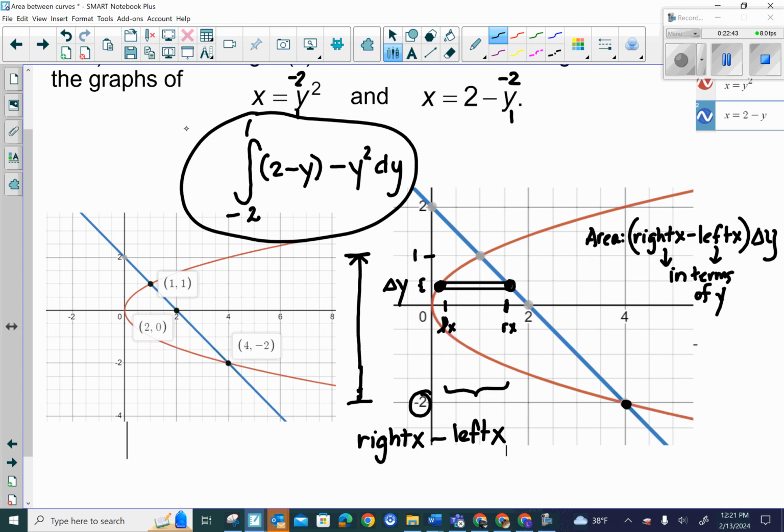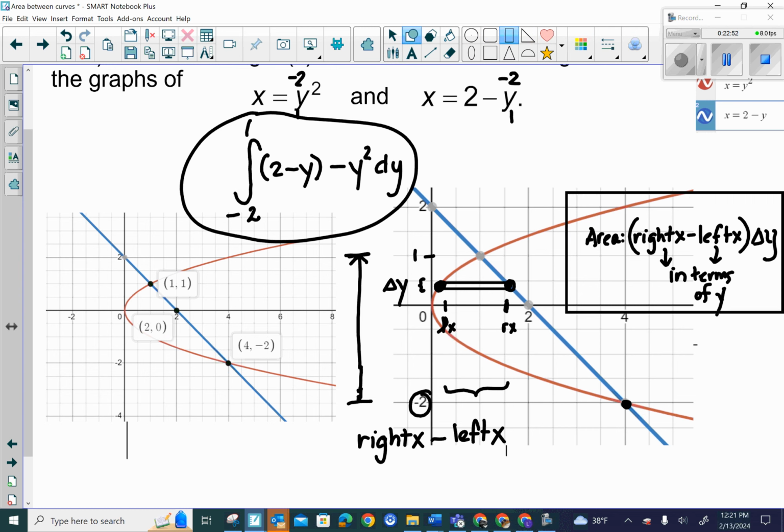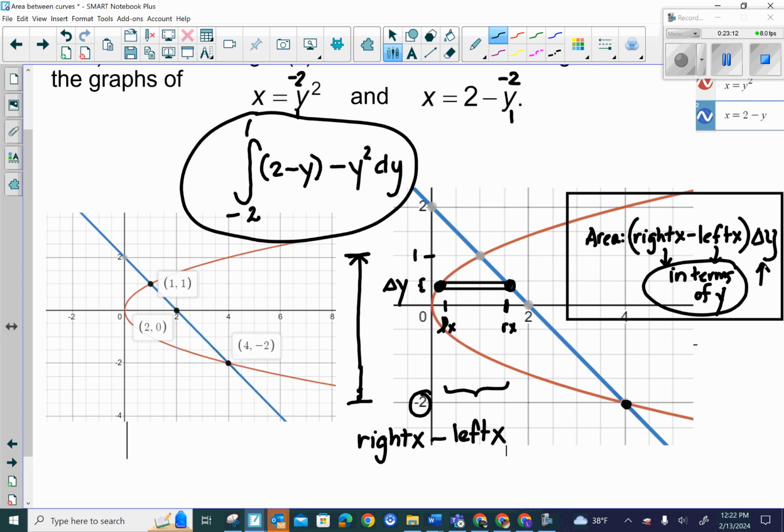And that is now the integral that I would evaluate to find this. It's a little easier if you can go sideways. The thing to know and to remember is you always take the right x minus the left x to find horizontal distance. That'll be helpful when you get into further applications of integration. So right x minus left x to find horizontal distances, and in this case they would have to be in terms of y because your thickness is in y. Okay?